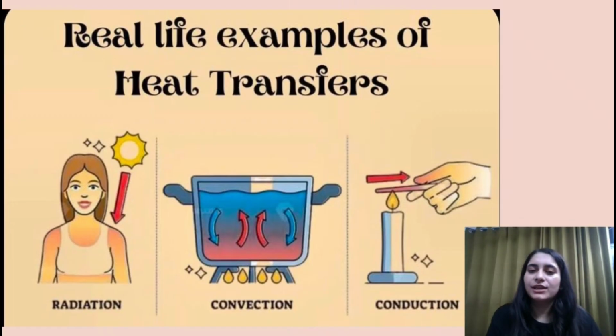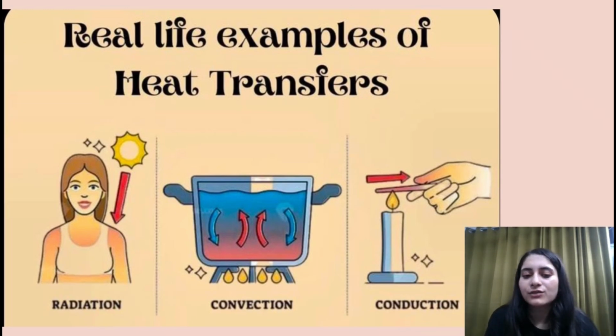So students, we have discussed conduction, convection and radiation. These are all processes of transferring heat from one object to another object. Now let's take a few examples to understand the concept clearly. In the first one, heat is coming from the sun, this is a girl and she gets the heat from the sun. This is an example of radiation.